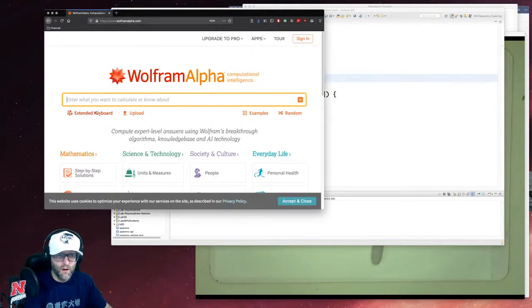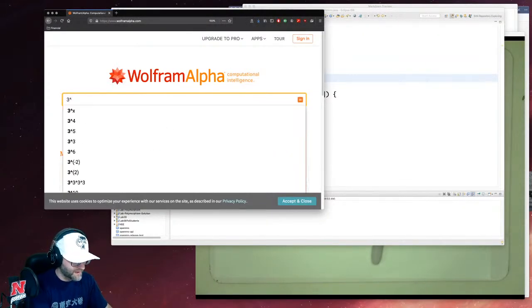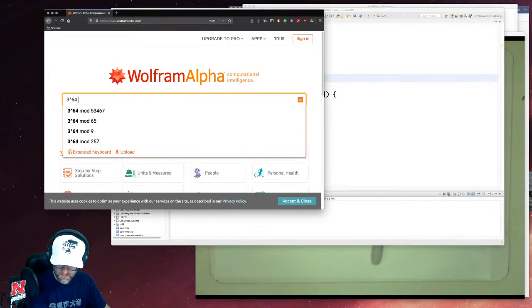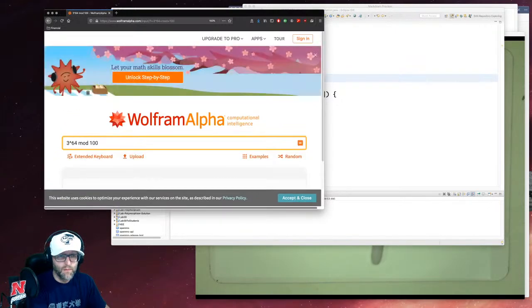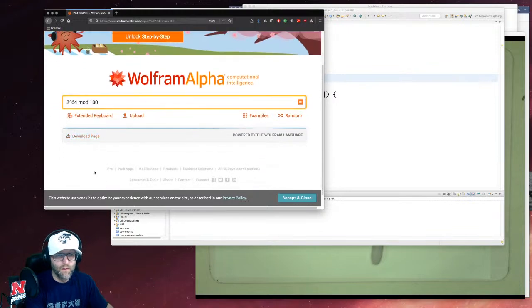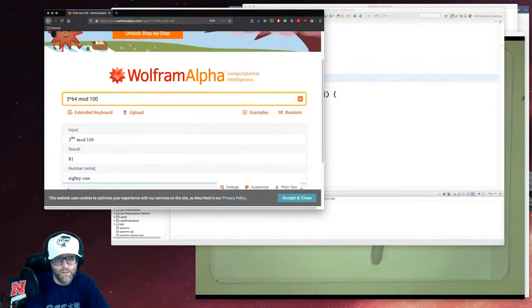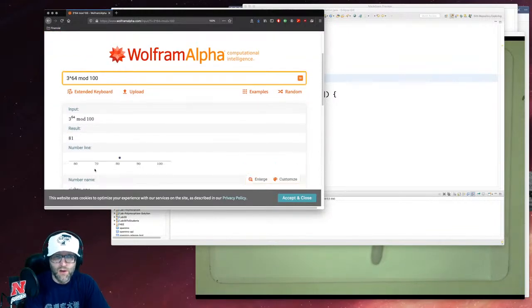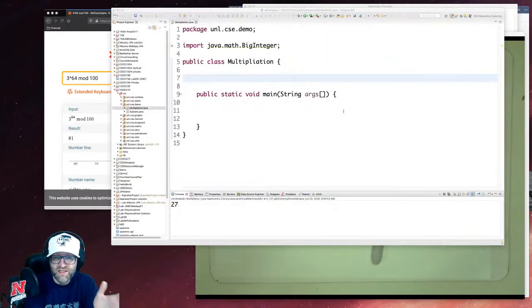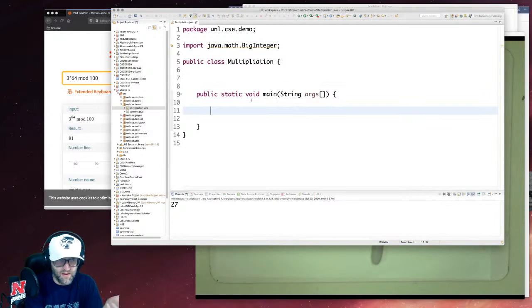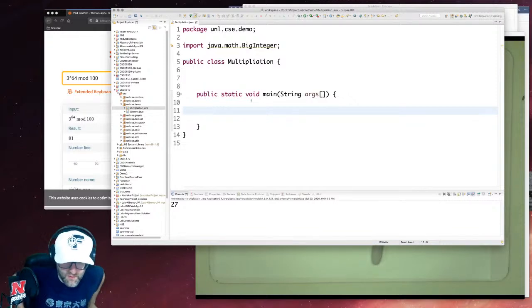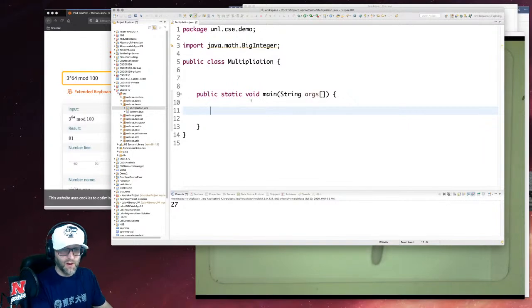In fact, let's go with 3 to the 64 mod 100. There we go, 81. So, internet's slow, but computers are fast. Whatever Wolfram Alpha was using, it got its answer pretty darn fast. So, the first year computer science students, given this task, hopefully they would answer the following.